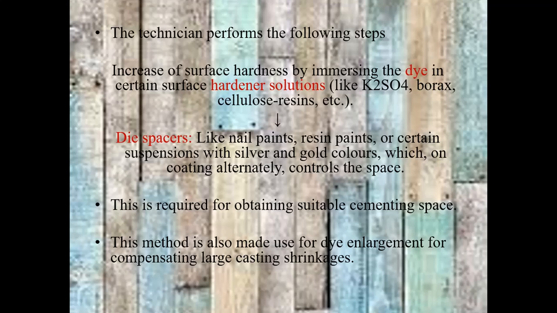Now after treating it with hardener solutions, we apply die spacer on the die. So this die spacer is like nail paint or a steel paint or certain suspensions with silver and gold colors, which on coating alternatively controls the space. Now, the purpose of using a die spacer is that this is required for obtaining suitable cementing space. Now, this method is also used for die enlargement for compensating large casting shrinkage.